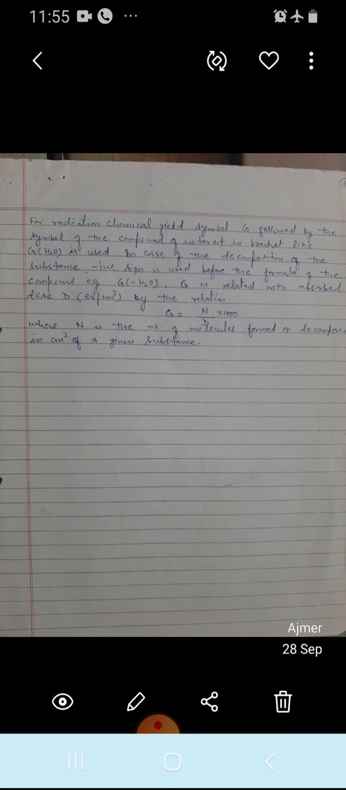G is related to the absorbed dose D, in electron volt per centimeter cube, by the relation capital G equals capital N divided by capital D multiplied by 100, where N is the number of molecules formed or decomposed in a centimeter cube of a given substance. So this is all about the units of the radiations.